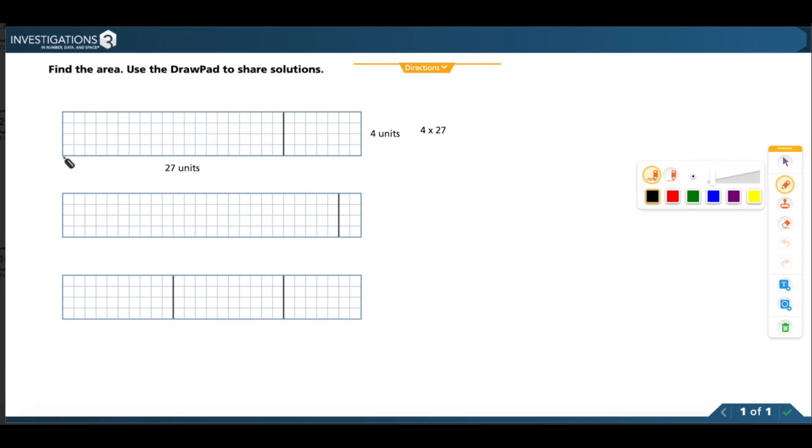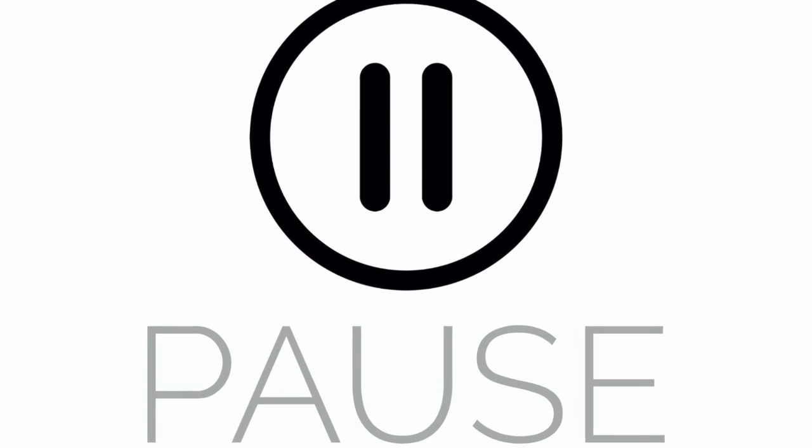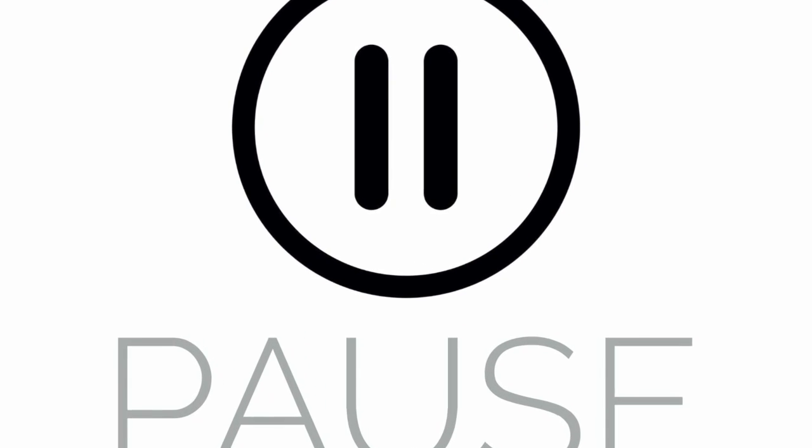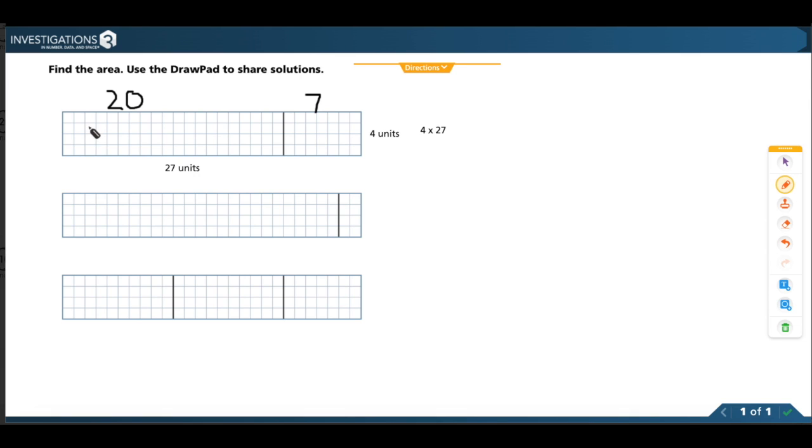So if you did it this way, you broke apart the array to have 20 units across and 7 units across. So you broke apart 27 into 20 and 7. Pause me and think about what my equation would be to show this part of my rectangle. So my array equation would be 20 times 4. I'm keeping 4 the same. I'm not breaking it up at all.